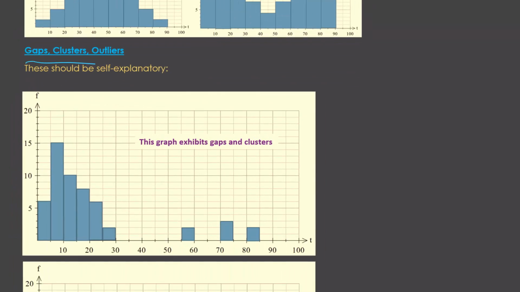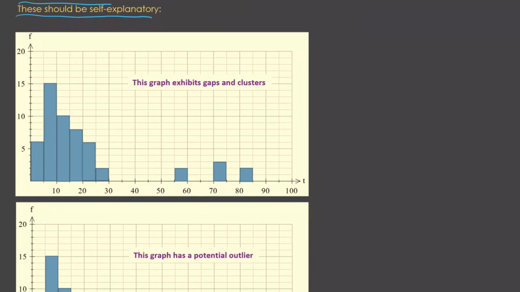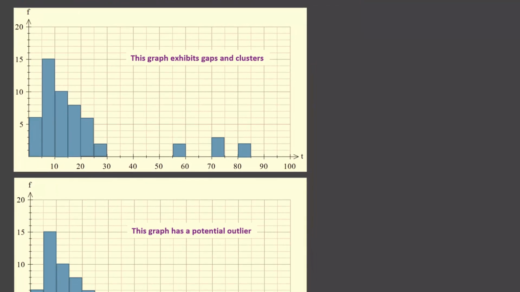Gaps, clusters, and outliers. These should be self-explanatory. The first graph here exhibits gaps and clusters. We've got gaps here where there's no data, but we've got these little clusters of data. Sort of here, here, and here.